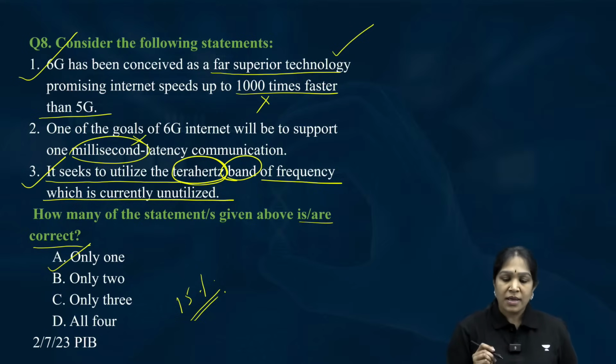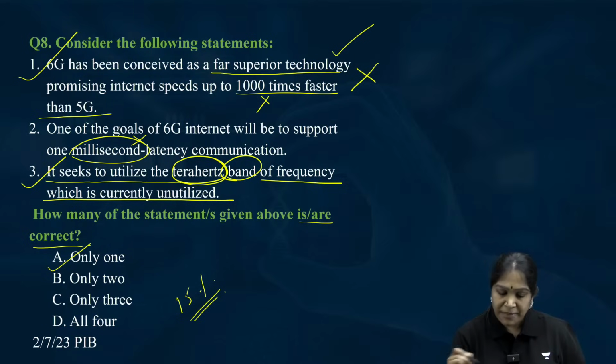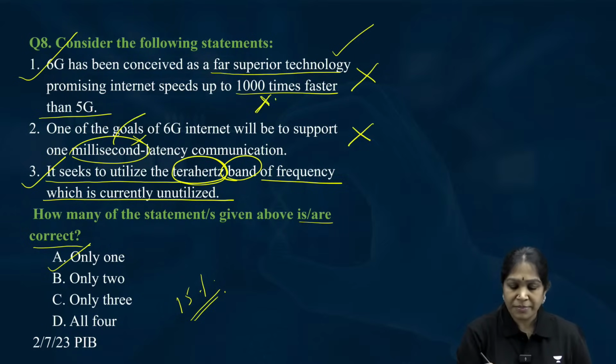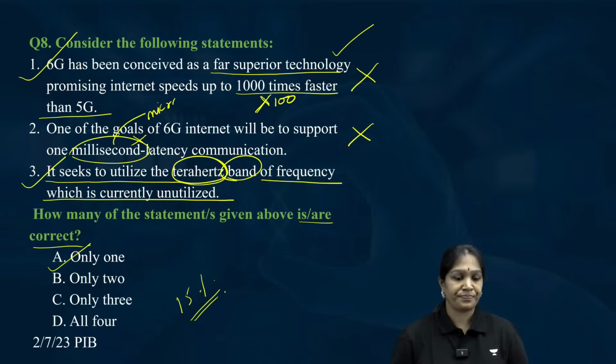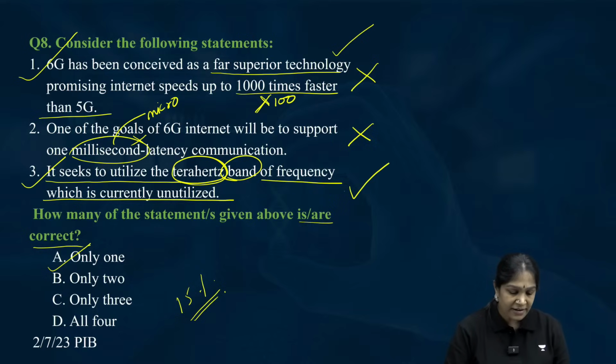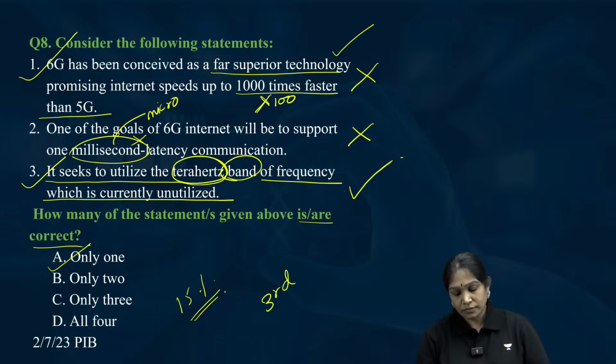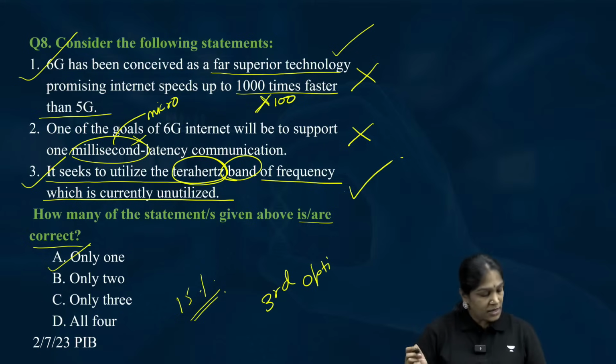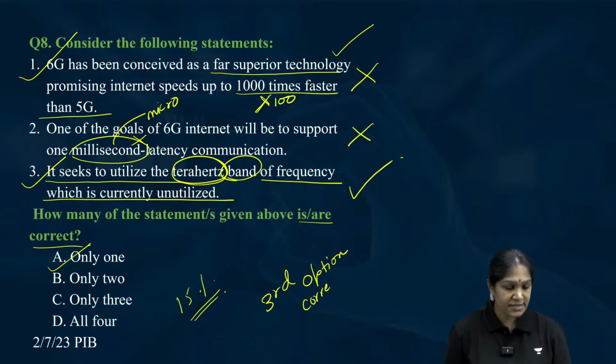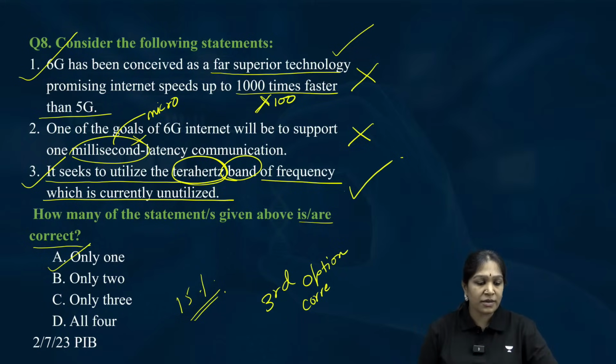So this is a wrong statement because this is not 1000, this is 100. This is not millisecond, this is microsecond. But this is correct. So only one is the right answer. I mean, the third statement, third option is correct. That is all about the 8th question.